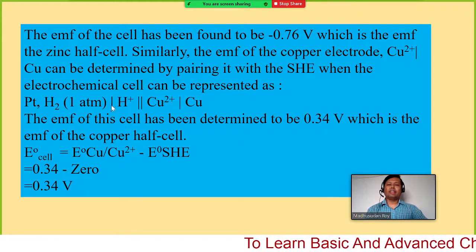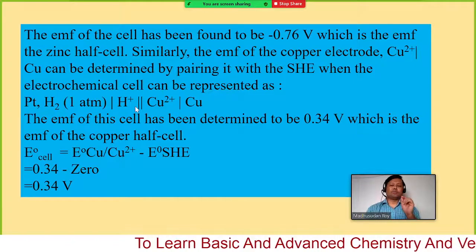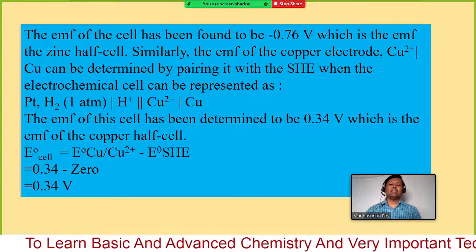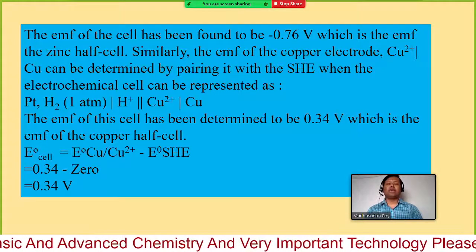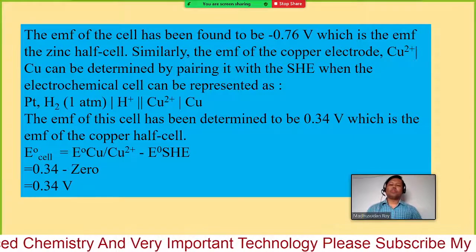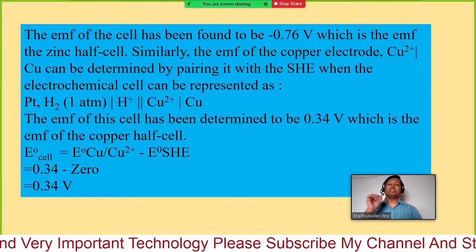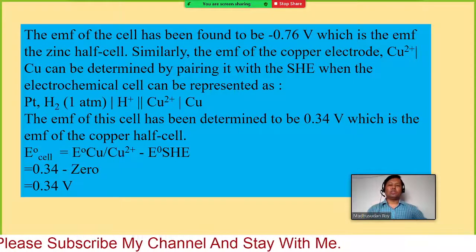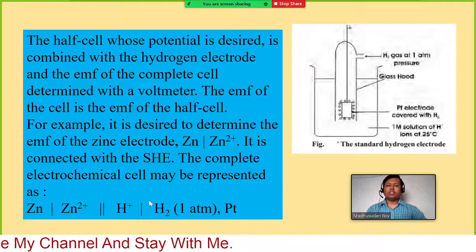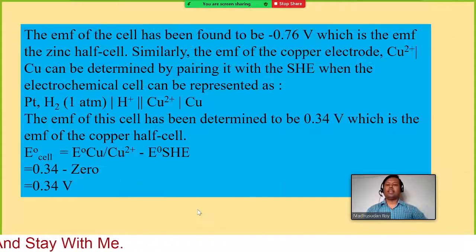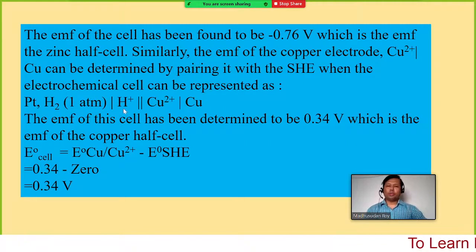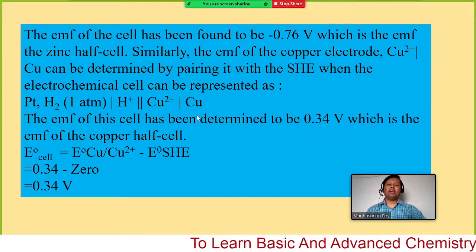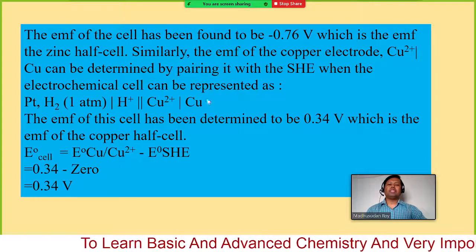Here one very important thing: the hydrogen electrode has zero voltage, that means its electrode potential is zero. So you can use this electrode sometimes as anode or sometimes as cathode, both of them you can use. In the previous example we used this on the right side, and here we have used it on the left side. So that is the same. If you measure the cell potential for this cell, that will give exactly the potential of this half cell.